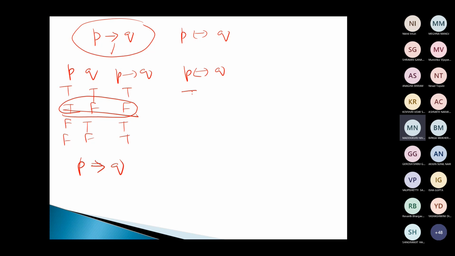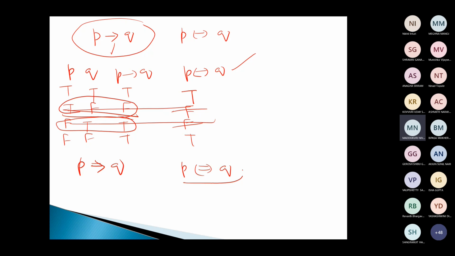So what is the truth table for this? This one and this one are true. These two things are false. Right? So what is the meaning of this? When P is true, automatically Q is true. When Q is true, automatically P is true. So these two conditions are not at all there. You won't have these two circumstances. That means automatically this is a tautology. Now P biconditional Q is a tautology.